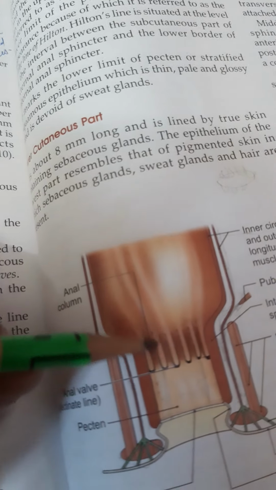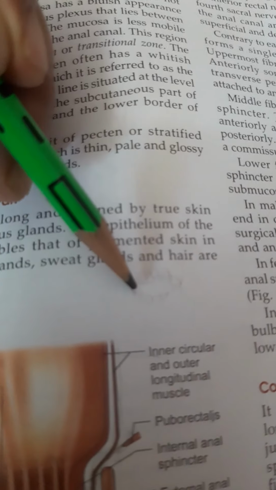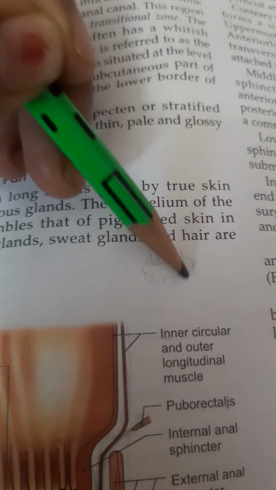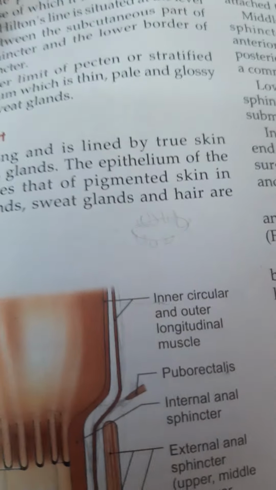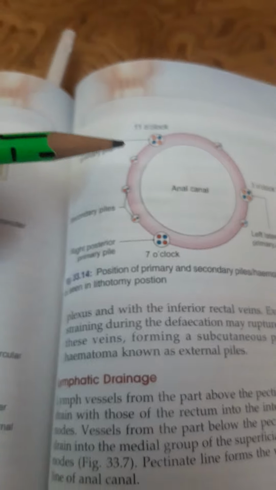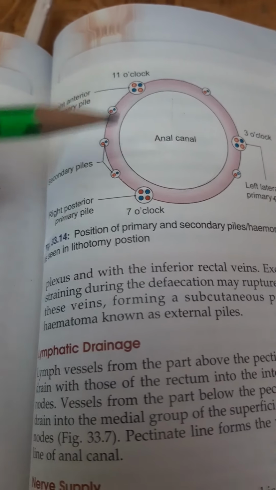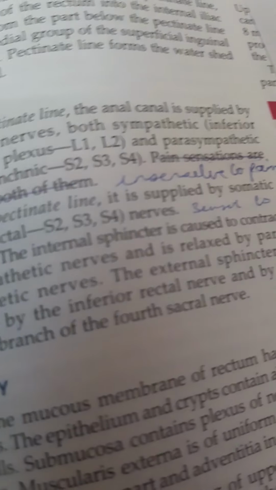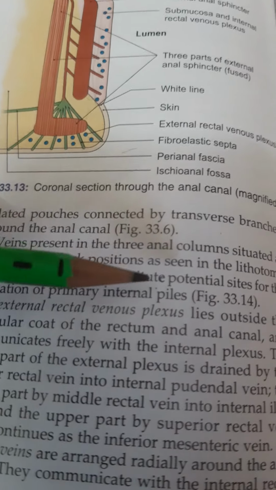So what are the anal columns? These are the anal columns. So it is a rounded structure. If the anal canal is a rounded structure, these are the anal columns in it, and in these anal columns only there are some positions of the veins, which is the 11 o'clock, 7 o'clock and 3 o'clock position of the veins in these particular columns, and the veins are situated here, and any pressure in these veins can cause internal piles.